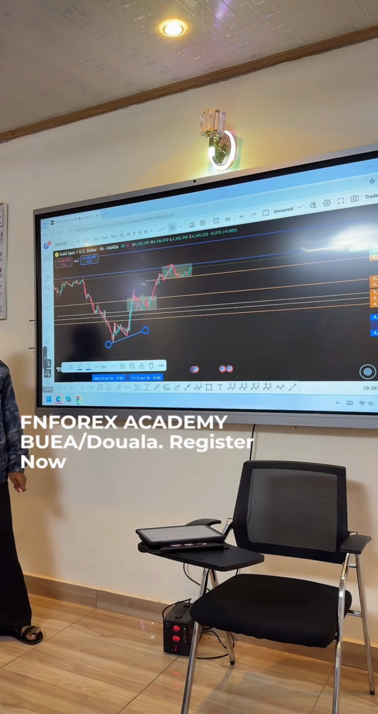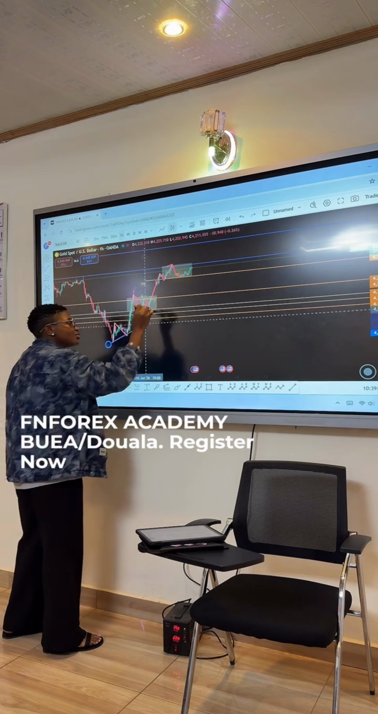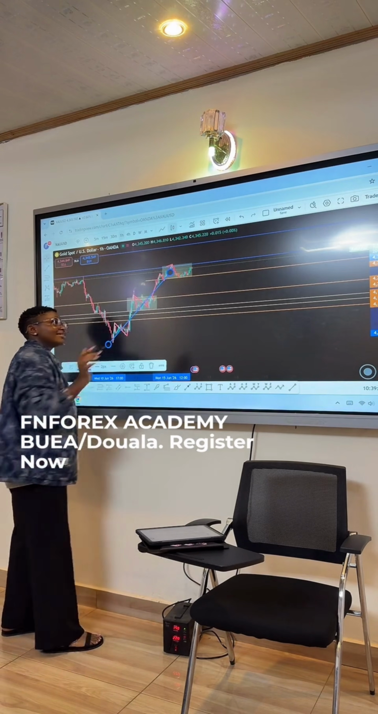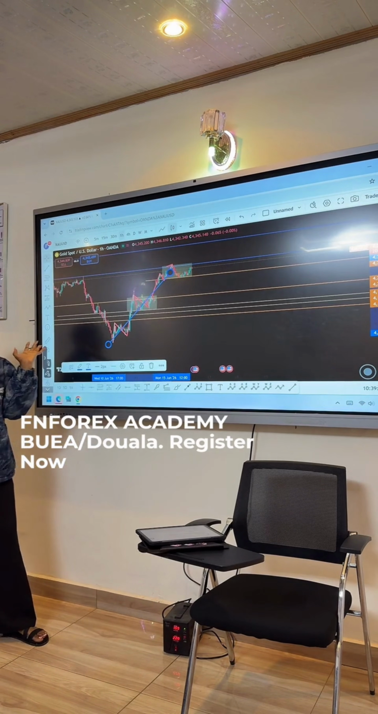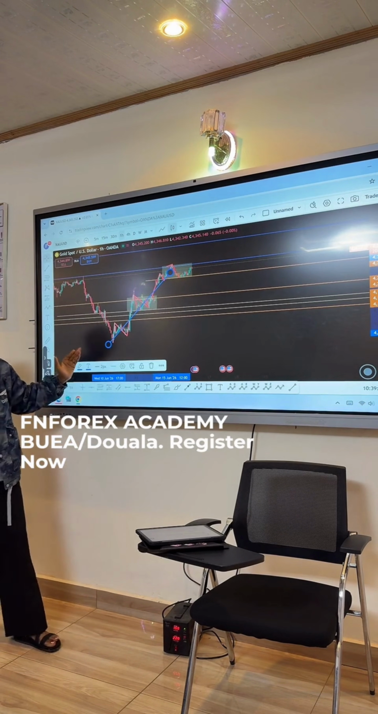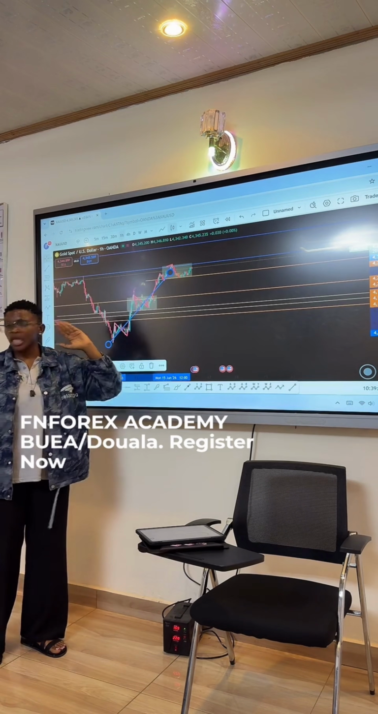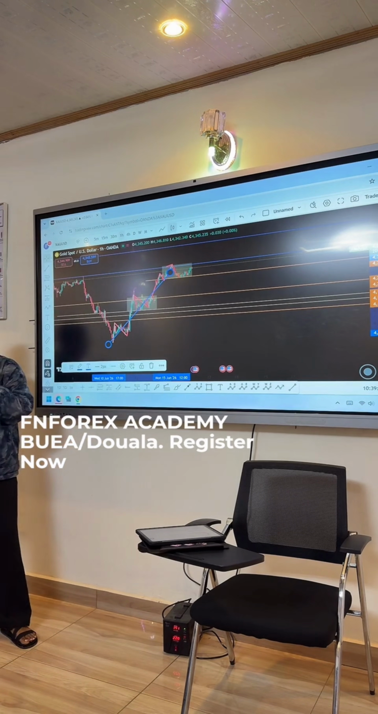A trend line must never cut through the candles. If you draw a trend line like this, don't ever let it pass through them. The trend line should not cross the body of candles, but it can touch the wicks. So it can keep wicks, but it should never touch the body.